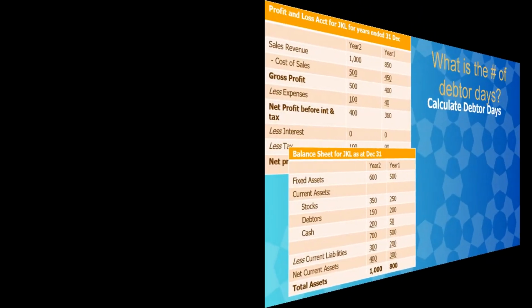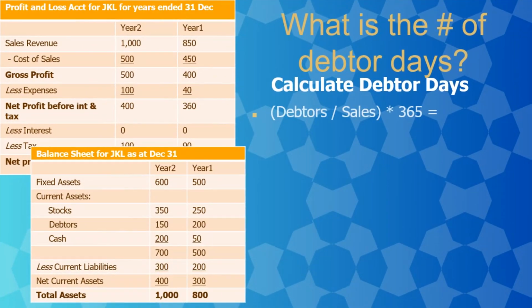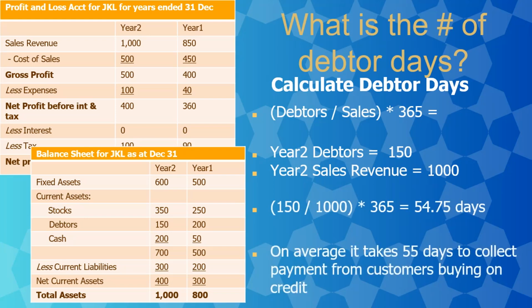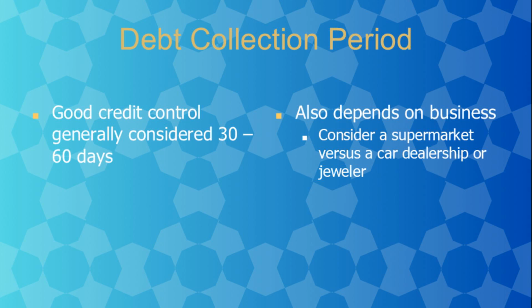To calculate debtor days for JKL, divide debtors by sales revenue and multiply by 365. For example, with debtors of 150 and sales revenue of 1,000, it takes 55 days to collect payment. Good credit control is generally considered to be between 30 to 60 days. However, this can vary depending on the type of business, such as a supermarket versus a car dealership.